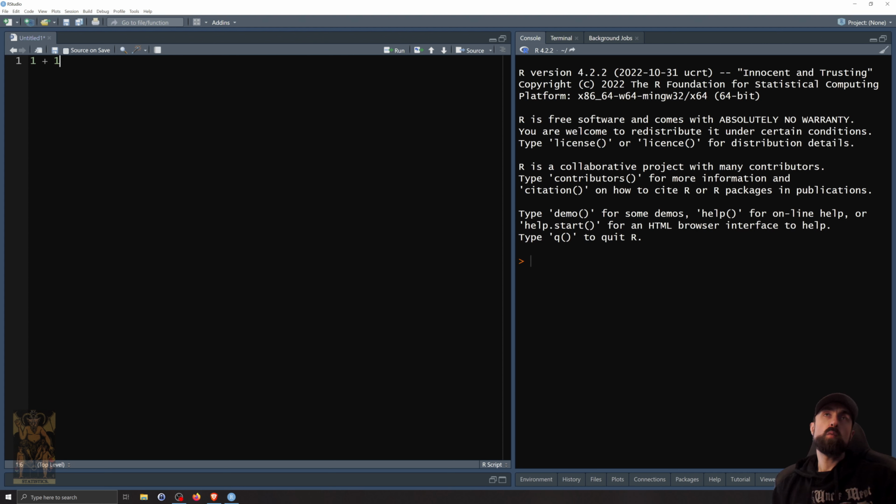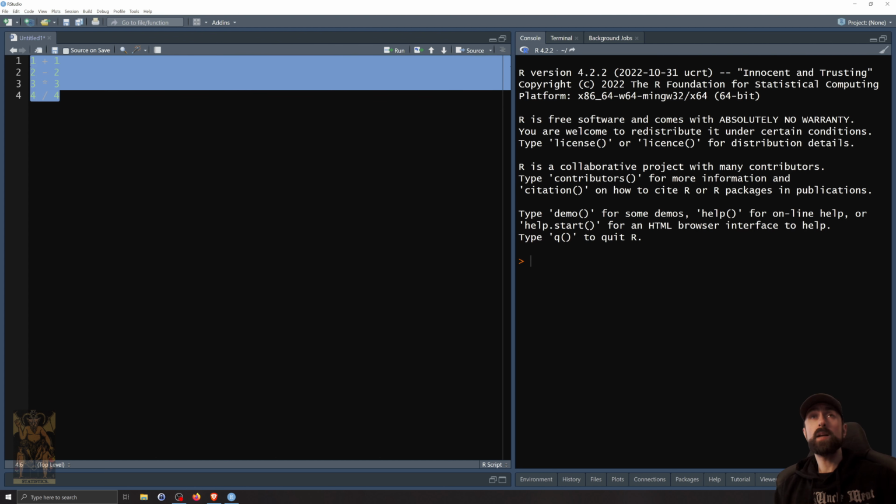If you type 1 plus 1, move to a new line, then we'll type something like 2 minus 2 maybe. Then we'll do 3 times 3, and how about 4 divided by 4. So if we highlight all of that and we run it, you can see 1 plus 1 is 2, 2 minus 2 is 0, 3 times 3 is 9, and 4 divided by 4 is, of course, 1.